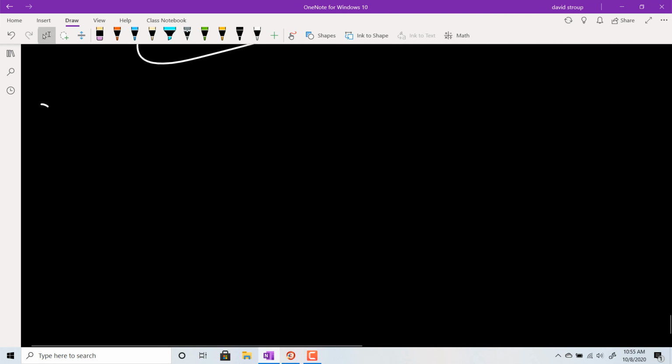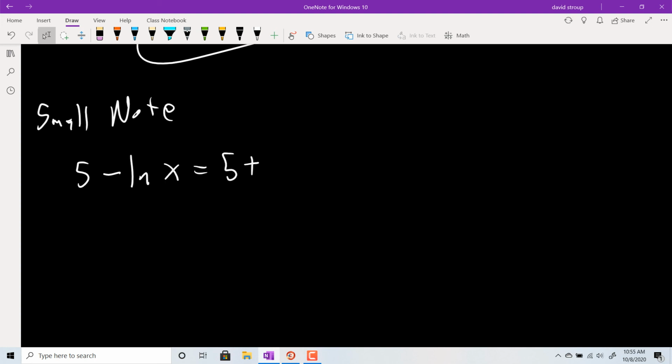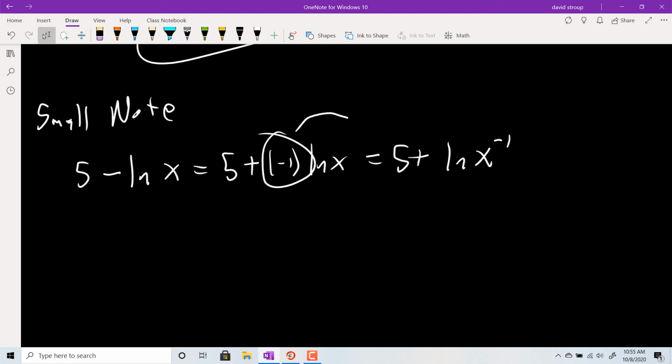One small note here is that if you have something like 5 minus the ln of, I don't know, x, you can also think of this as 5 plus -1 times ln of x. And then you could do a power rule. So that's the same as 5 plus the ln of x to the -1. You could bring this in and just use the power rule. And then that would be 5 plus the ln of 1 over x. So you can kind of avoid subtraction if you just think about it as a power rule.